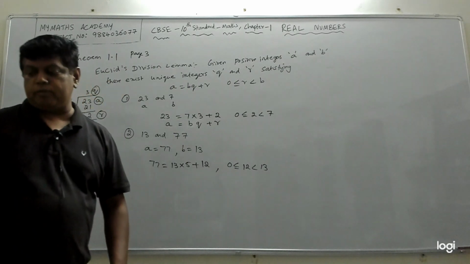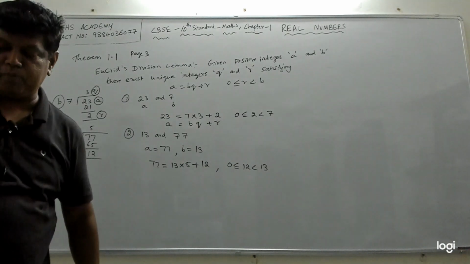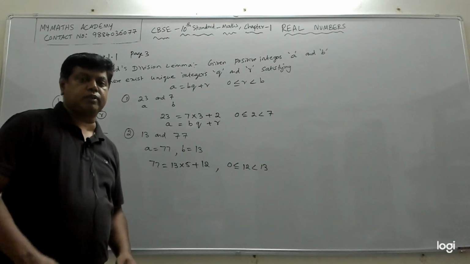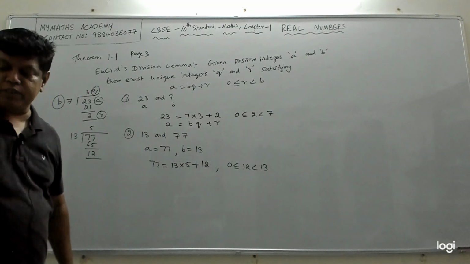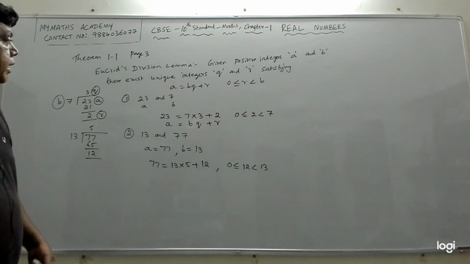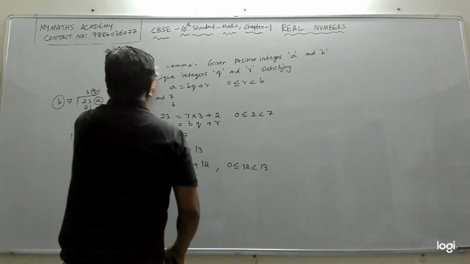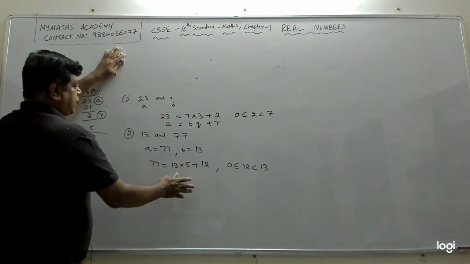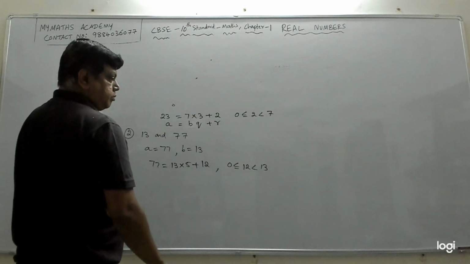There is one more called Euclid's division algorithm, which is on the next page, page number 4, that we use to find the HCF between two numbers. Before we move on to Euclid's division algorithm, I will erase this. Any two numbers can be expressed like this. Fine.